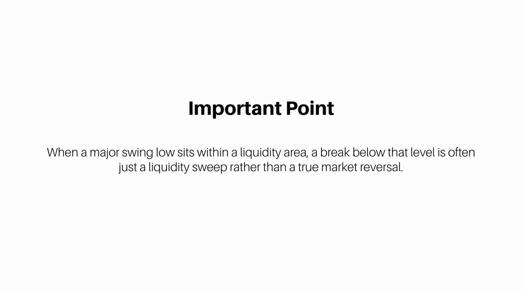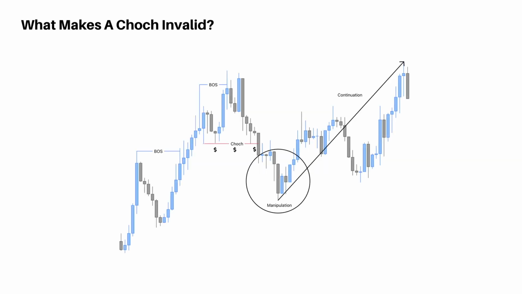The key takeaway is that when a major swing low sits within a liquidity area, a break below that level is often just a liquidity sweep rather than a true market reversal. In this situation, we cannot classify the break as a valid change of character. If price re-enters the range after sweeping the liquidity, it can provide an excellent long opportunity.